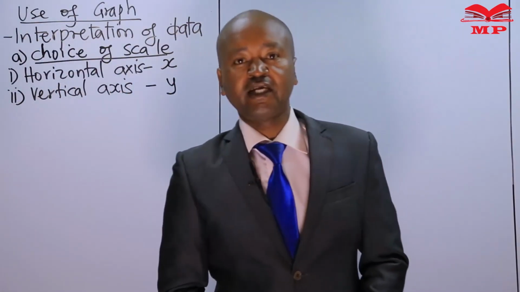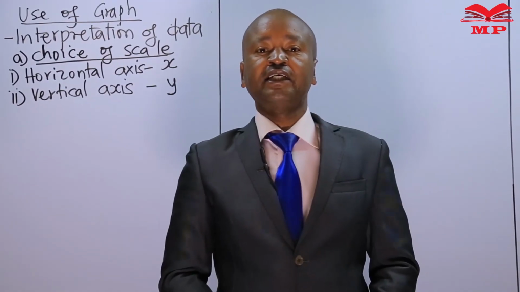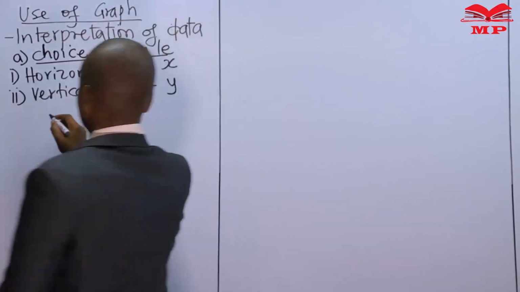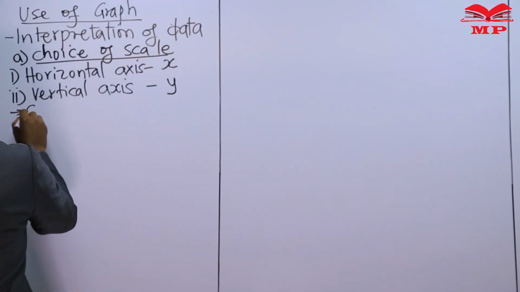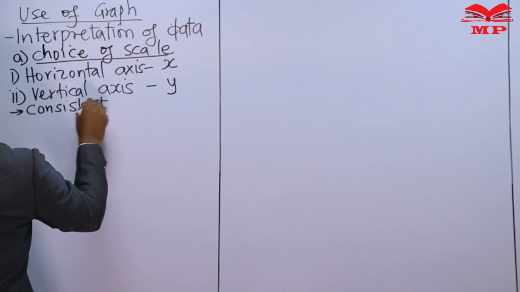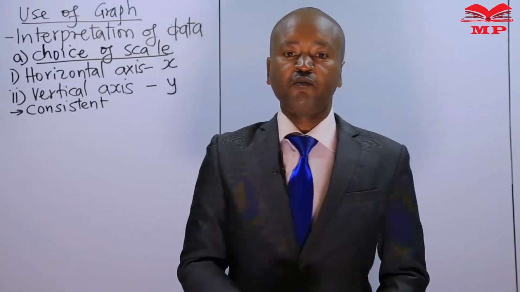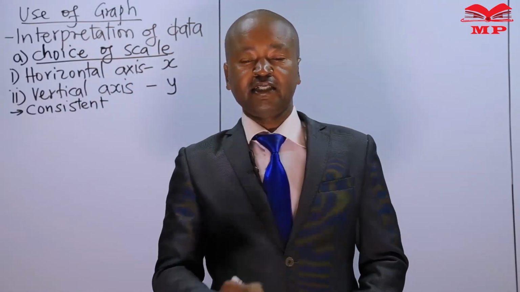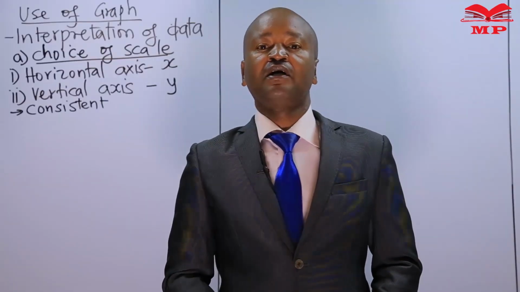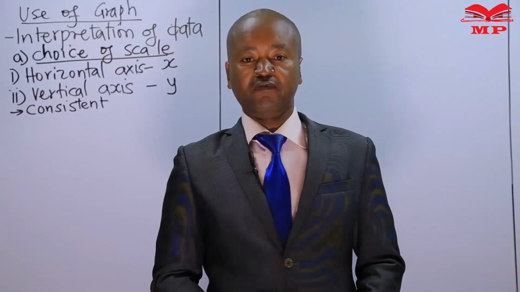Now, the scale, there are aspects of the scale that also need to be taken into account. One of them is consistency. The scale must be consistent. Consistent or consistency means that from one interval to the next, it must be consistent throughout, from the minimum point to the maximum point. We shall look at that as we look at an example of a question.